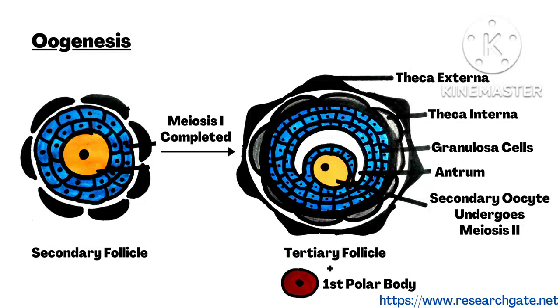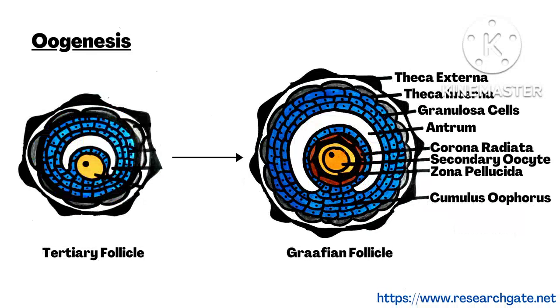Now, this tertiary follicle grows more and more and gets transformed into the Graafian follicle. The Graafian follicle contains various new layers, that is the formation of the zona pellucida outside the secondary oocyte, and the zona pellucida is surrounded by another layer called corona radiata.